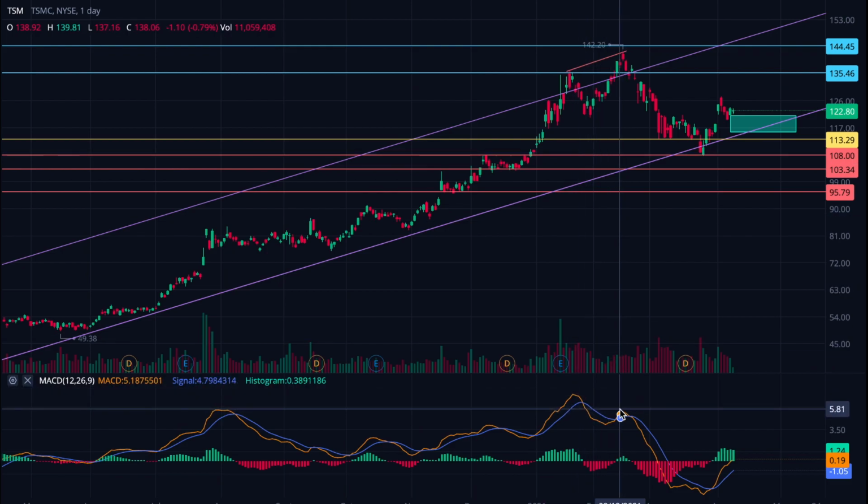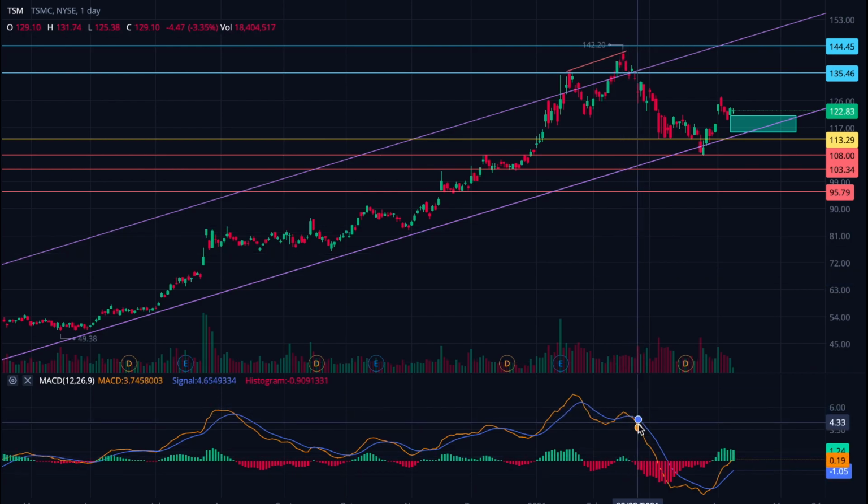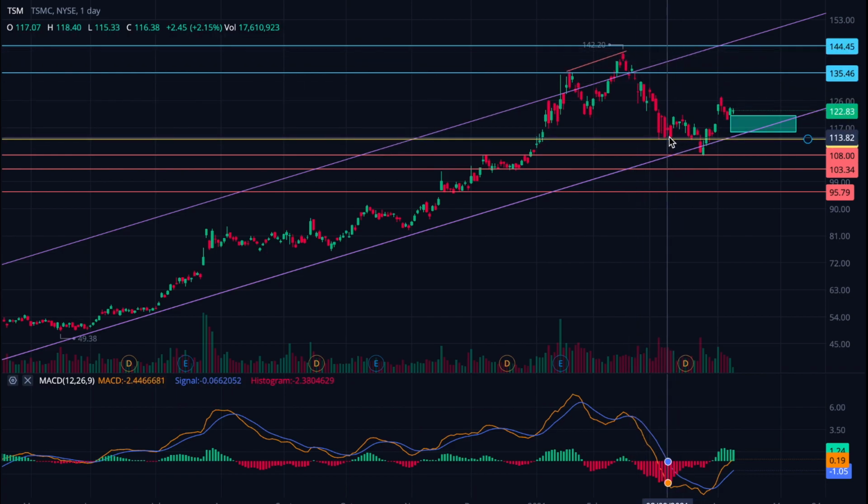That's a divergence. And which divergence is that? That is a bearish divergence. And what happened after that? The yellow crossed over the blue, and we got a pretty steep sell-off from about 142 down to 108. So yeah, pretty big sell-off after that bearish divergence.